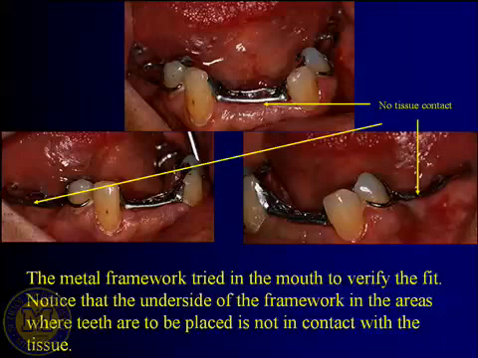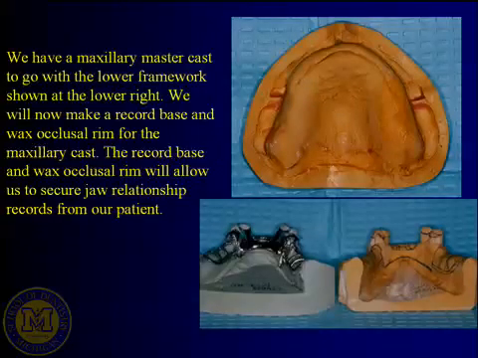And remember, while the framework was being made was a fine time to go ahead and get the maxillary master cast taken with a custom tray, border molded as necessary, use PVS impression material, and get a nice master cast of the maxillary arch. So now what we've got basically is what? We've got an upper master cast, we've got a lower partial denture framework.